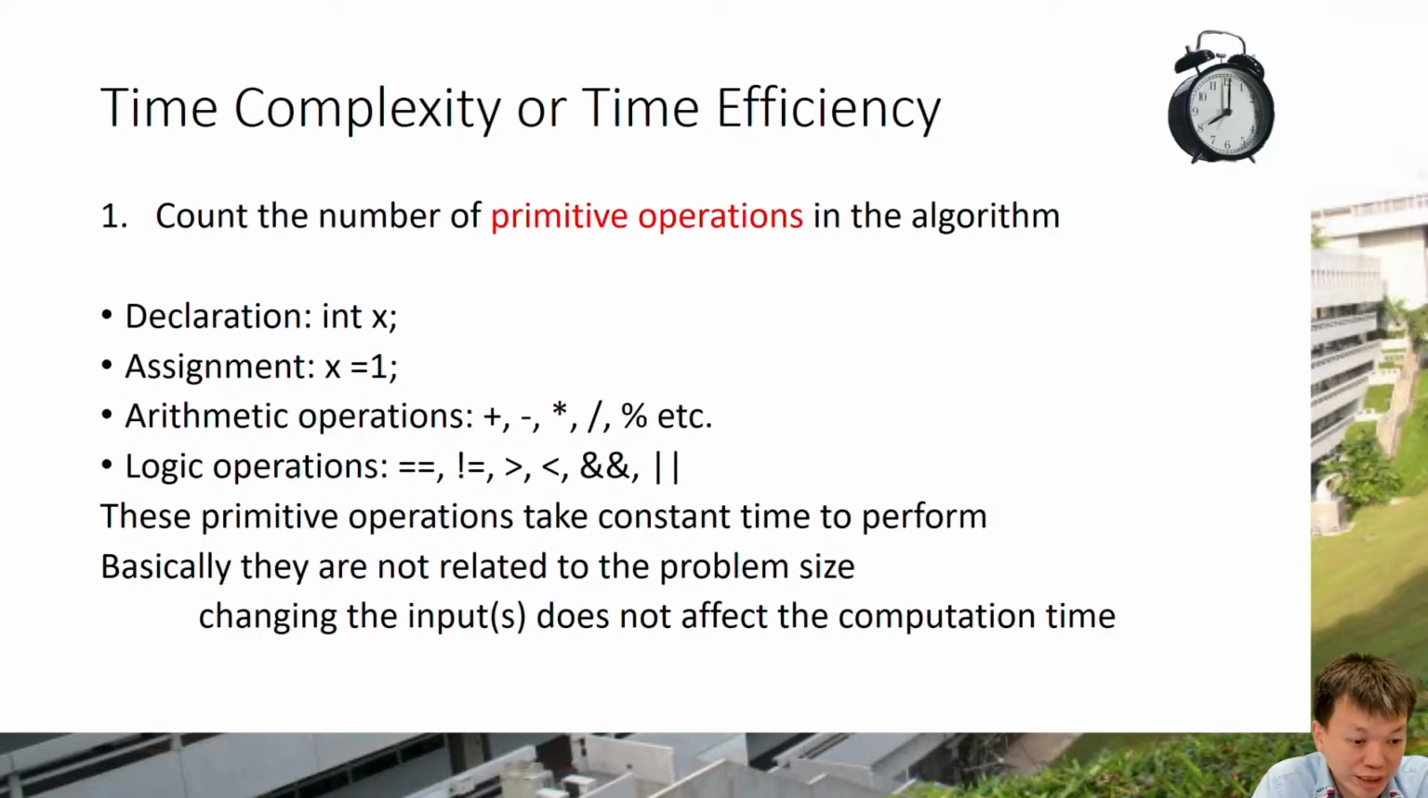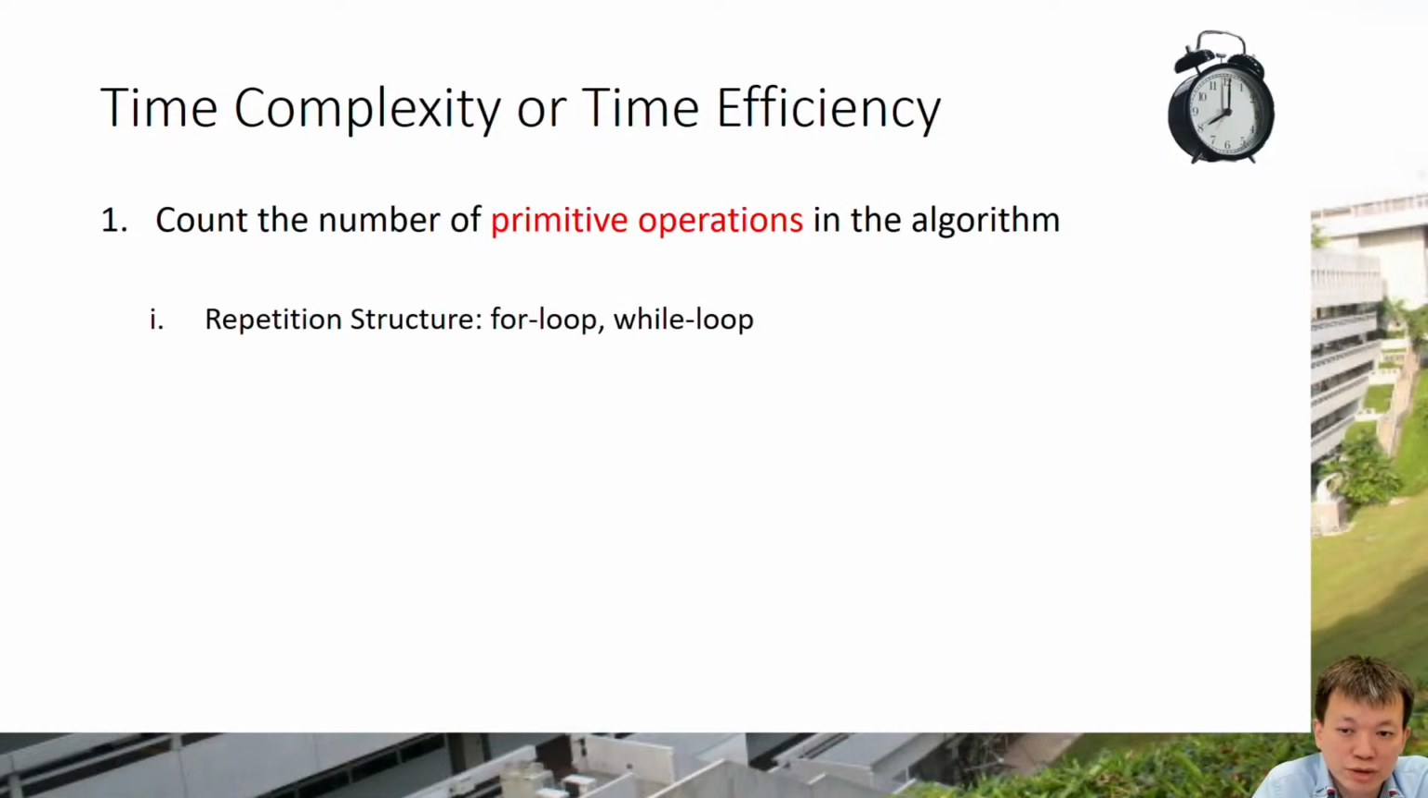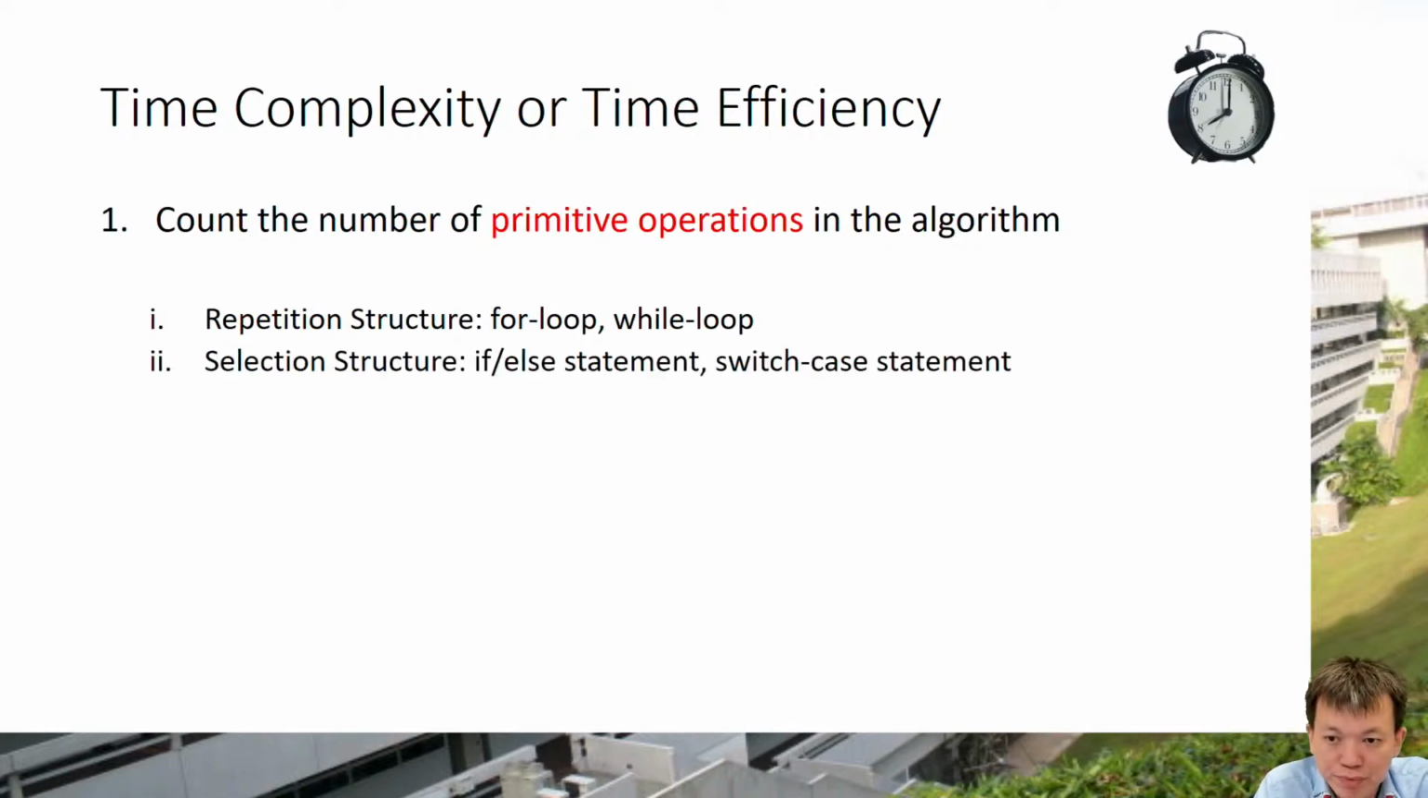on these primitive operations. What will affect the computational time is when your algorithm has a for loop or while loop, the so-called repetition structure, or a selection or control structure like an if-else statement or switch case. It will affect your computational time significantly, especially the for loop and while loop. And an if-else statement will change the result under different conditions; under different conditions, you may have different complexity.